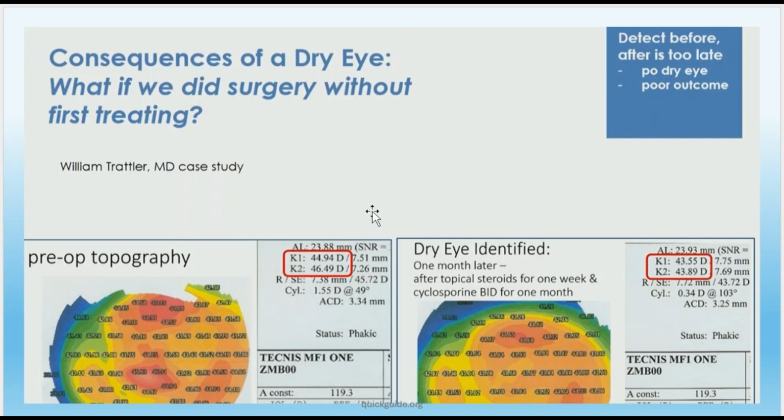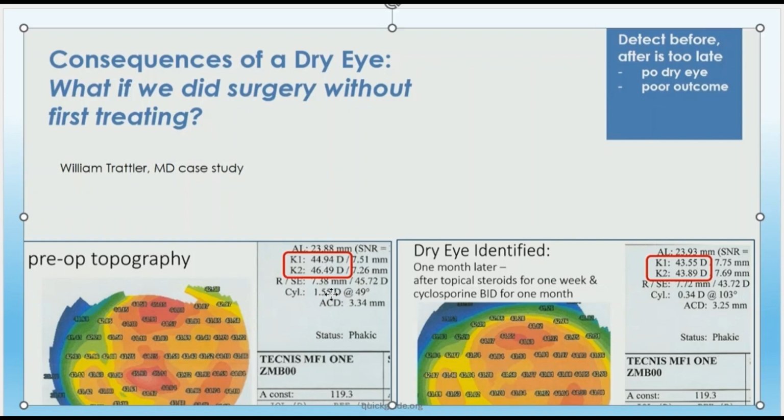For example, in this case study, William Trattler shows us that this patient had 1.55 diopters of astigmatism, right? And you would be tempted to put a toric IOL like a T4 model, because a T4 model corrects around 1.5 diopters of astigmatism at the corneal plane. But when the dry eye was identified and treated, this patient had no astigmatism. So if the dry eye was not identified and the T4 was implanted, there would have been a total refractive surprise with this patient.